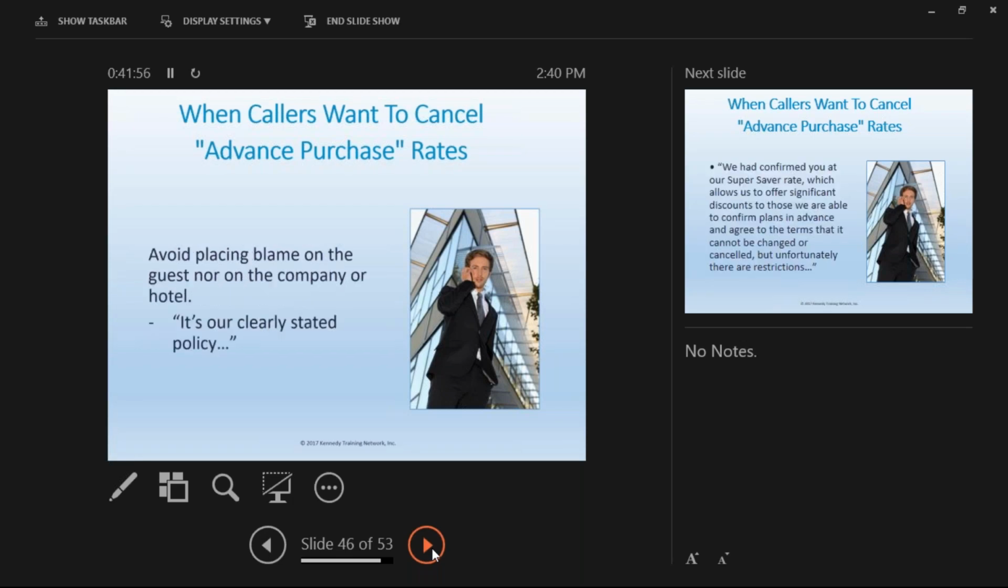So we do not want to blame him, nor do we want to blame the company, okay? We do not want to say, oh, sir, you booked an advance purchase rate, non-refundable, okay? And it's clearly our policy. Did you read your confirmation, sir? Which part did you not understand? The advance purchase or the non-refundable, okay? I think they only heard the refundable part of the non-refundable. But do not blame him. Do not blame the company, okay?